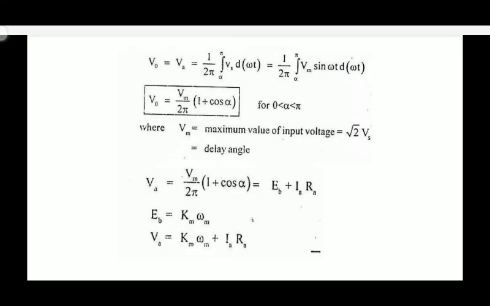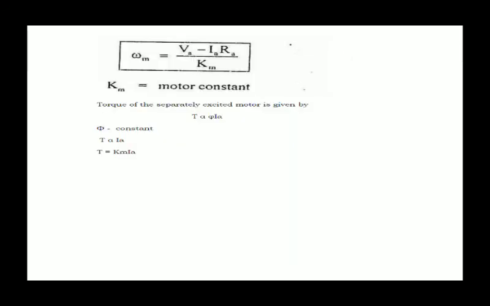This is the output voltage we get after the half wave rectifier. We get the expression of the output voltage of the half wave rectifier like this: VA equals Vm upon 2 pi into (1 plus cos alpha), where alpha is the firing angle. So the output voltage depends on the firing angle of the thyristor. If we can control the output voltage, we can control the speed of the DC machine.